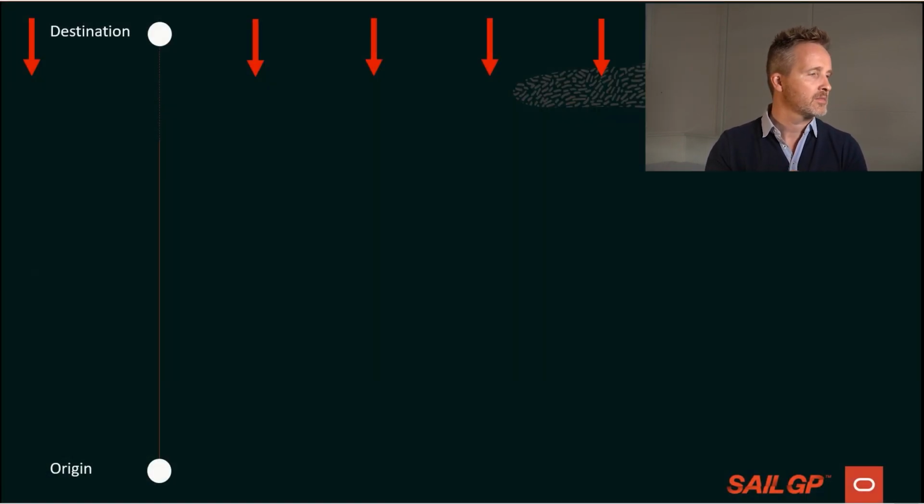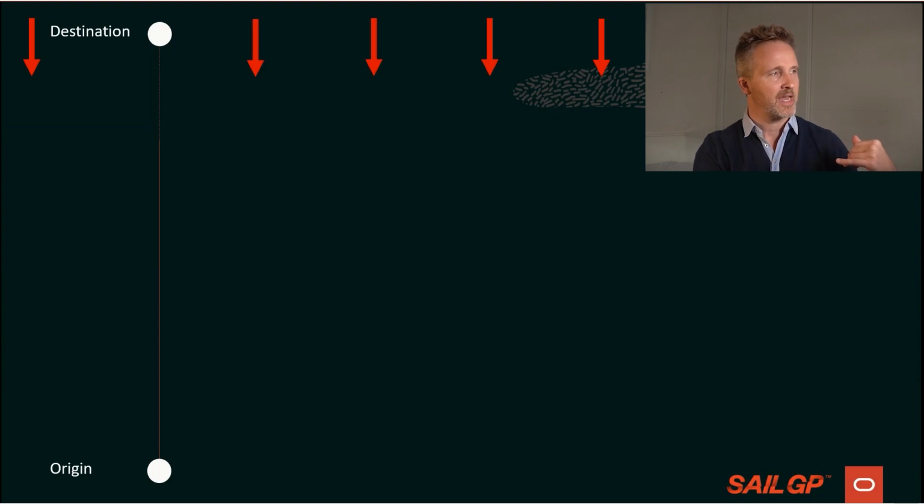So let's say the boat is here in the origin and the boat tries to get to the destination. And for simplicity we'll say, you see these arrows here at the top, that the wind is coming exactly from the direction of where we're trying to go. So obviously we can't go straight upwind, that's physically impossible, and the sailor will need to choose some kind of angle.